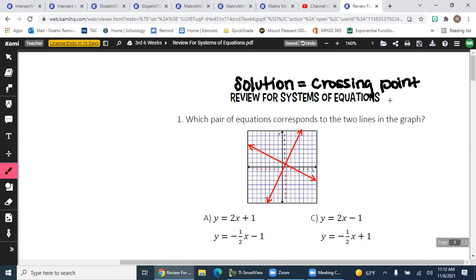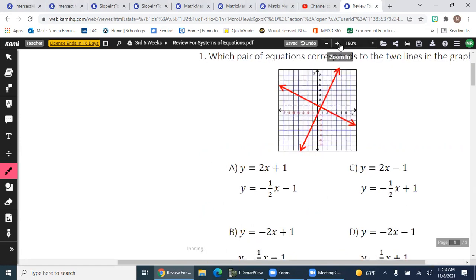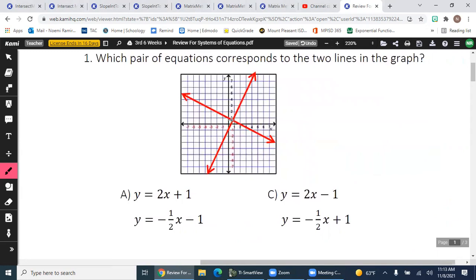Remember, they can cross one time, they can cross none, or they can cross an infinite number of times. So number one, it says which pair of equations corresponds to the two lines in the graph. If I zoom in here and look at this graph, I notice that they don't cross at a good ordered pair. So what would be best is for me to take the equation of both lines and then compare it to my mx plus b here.